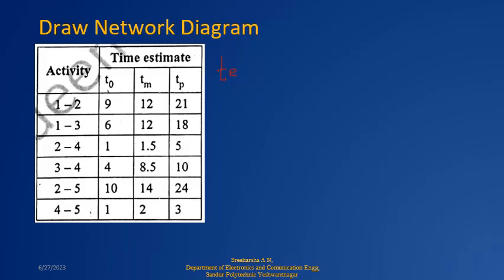So it is given by a formula. They have given us the time estimates: optimistic time, most likely time, and pessimistic time, and this is the expected time T. We need to calculate this. So now the formula is TO plus 4TM plus TP divided by 4. So we need to calculate.